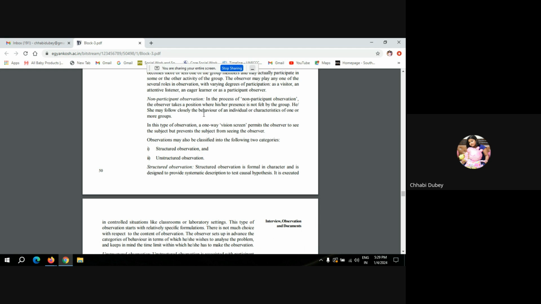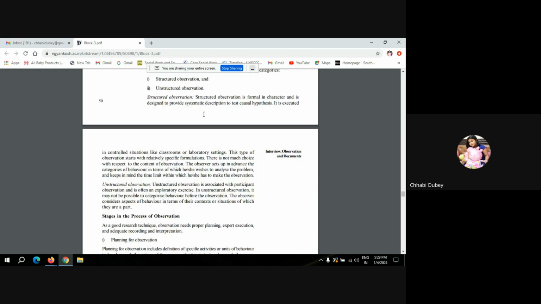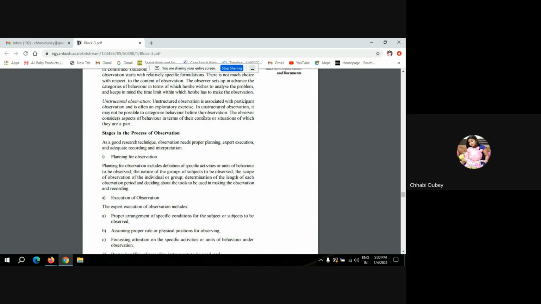On the other hand, you have the unstructured observations, which are often associated with participant observation, and are often exploratory exercises. So you do not go for a very structured or controlled situation, but you consider the aspects of behavior in terms of their context, or in situations which are actually in the natural settings.